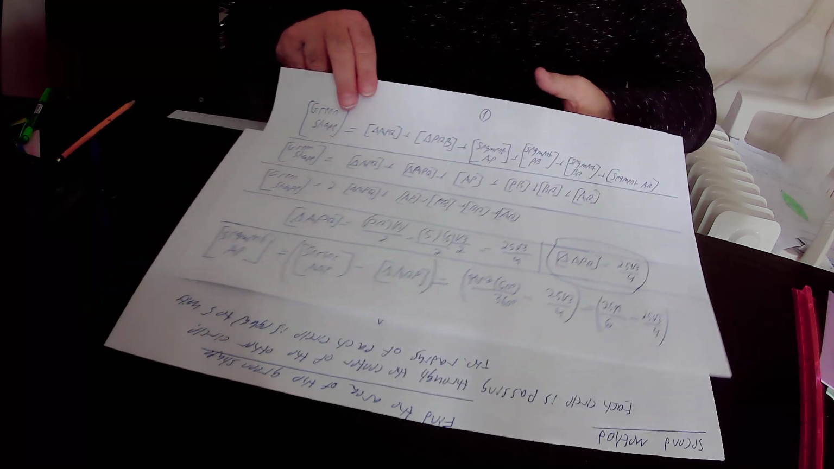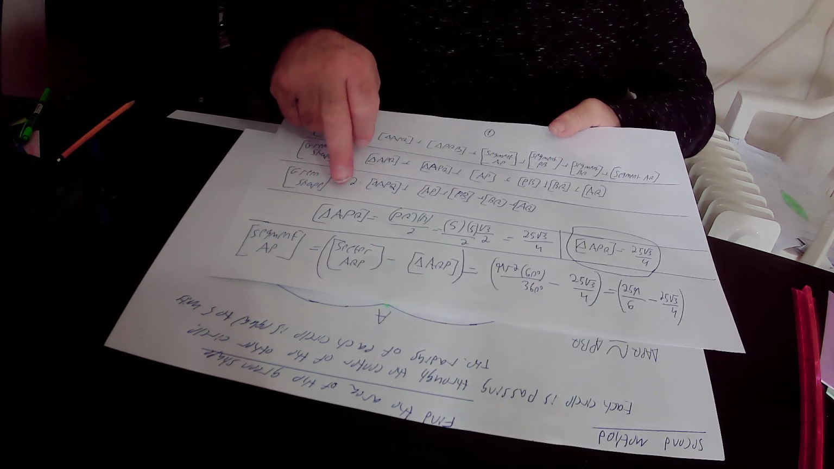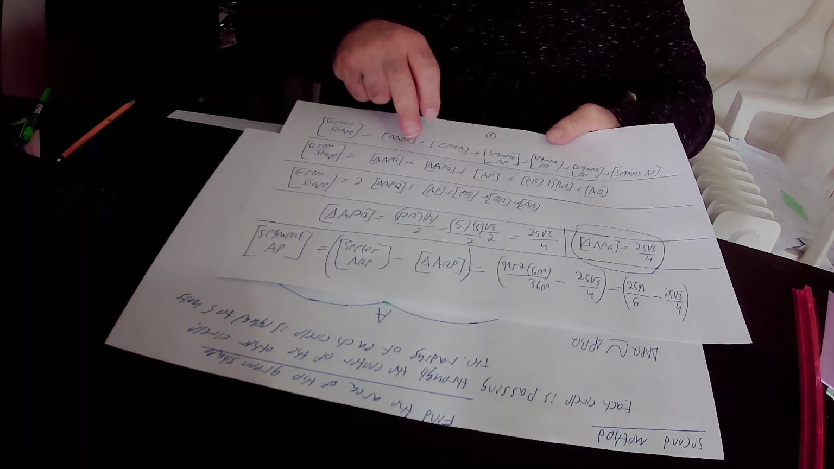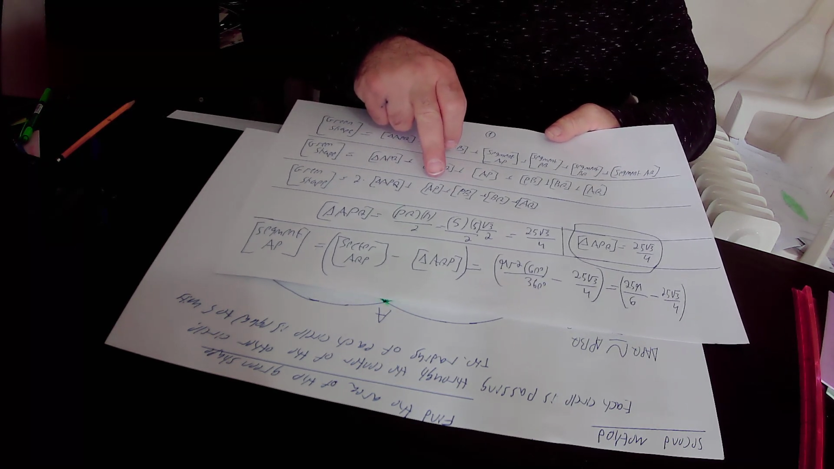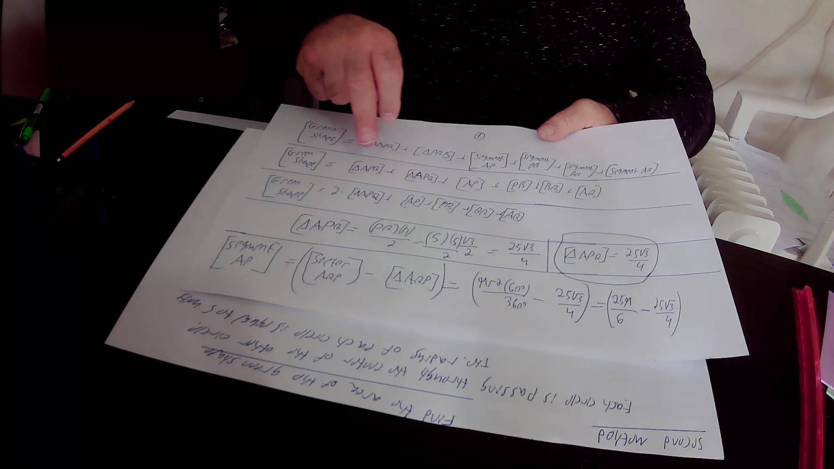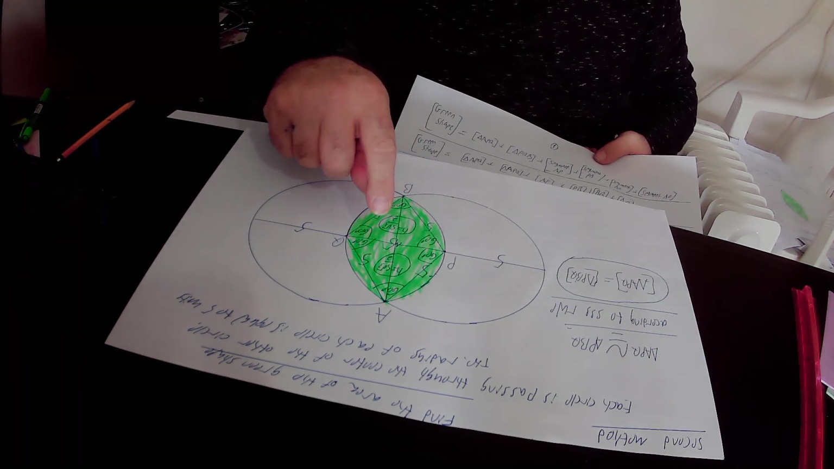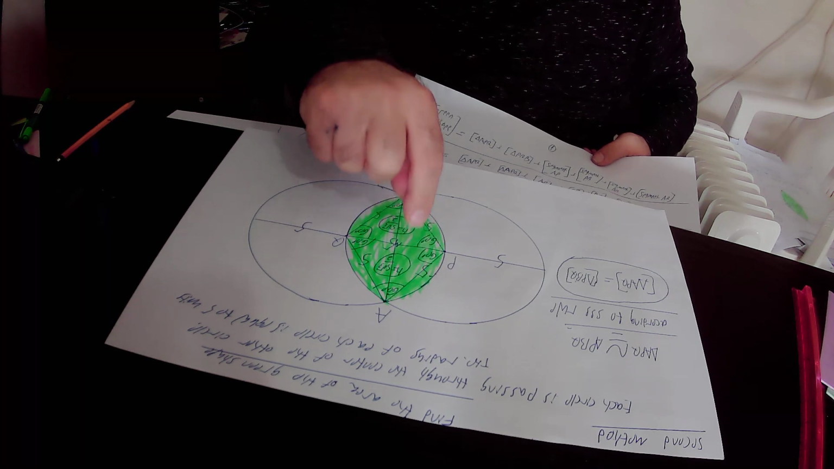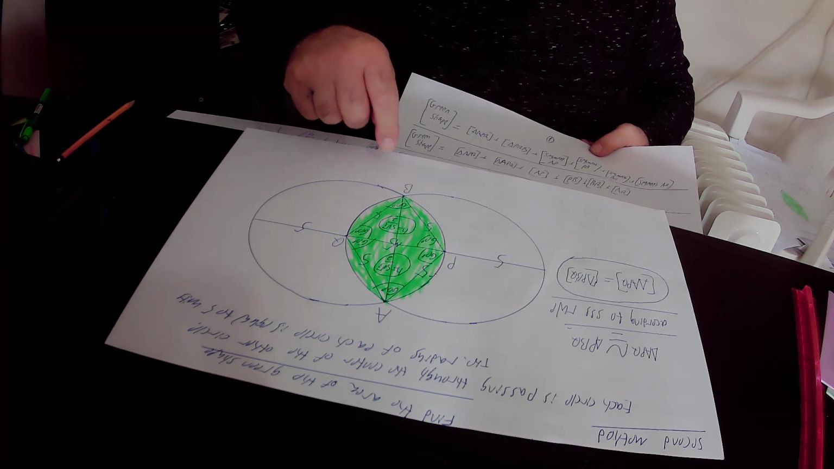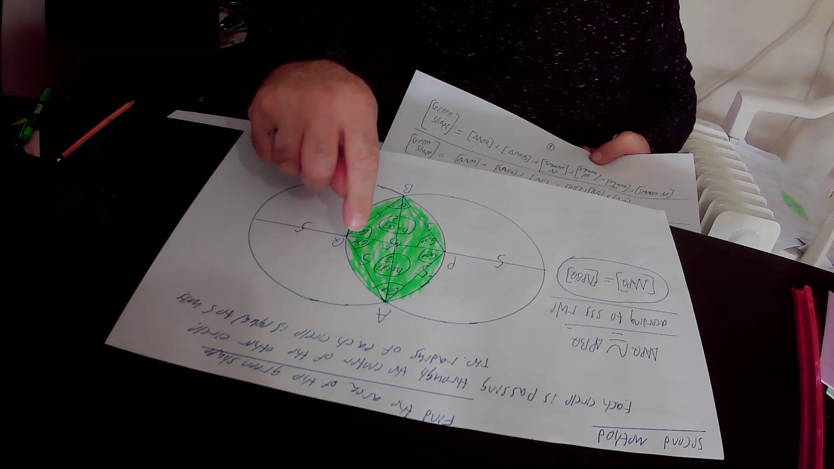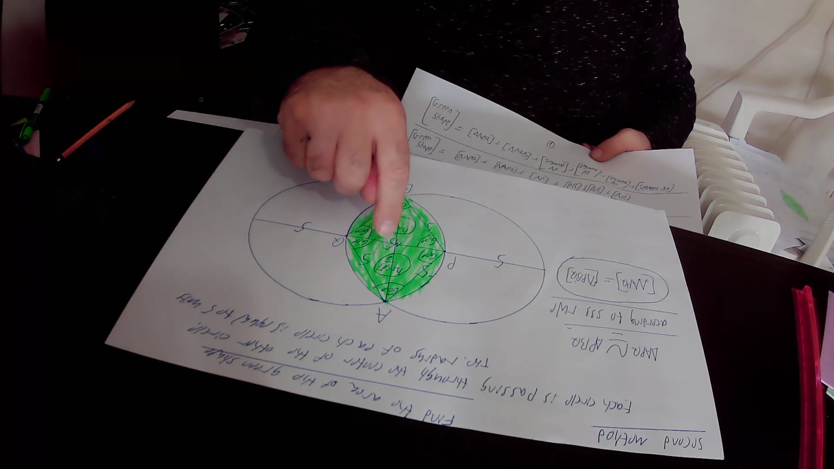And that is the area of triangle APQ. In the next step, we have to find out the area of segment AP. What is the area of segment AP? The area of segment AP equals the area of sector AP minus the area of triangle. The area of segment AP equals the area of sector APQ minus the area of triangle APQ.